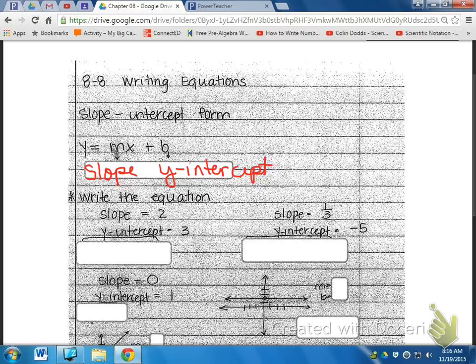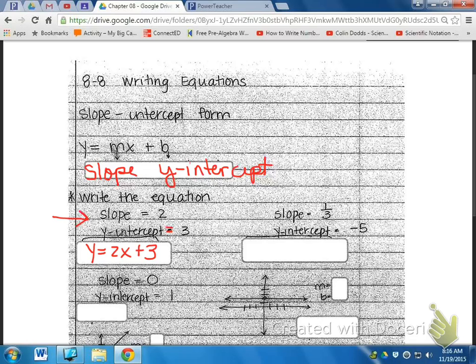So write the equation. So let's look at this one right here. It says slope equals 2 and y-intercept equals 3. What would the equation of that line be in slope-intercept form? Stephen? Y equals 2x plus 3. Very good. The slope you plug in front of the x, and the y-intercept goes at the end by itself. Y equals 2x plus 3.